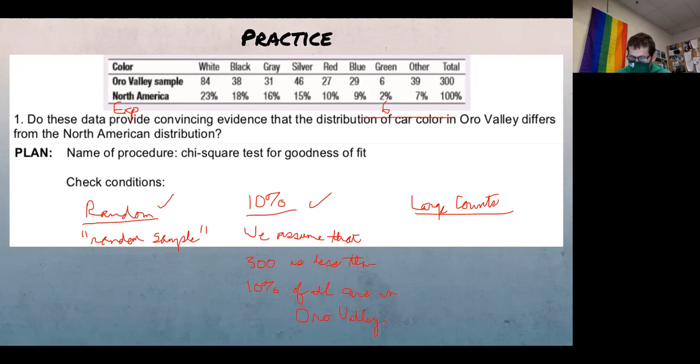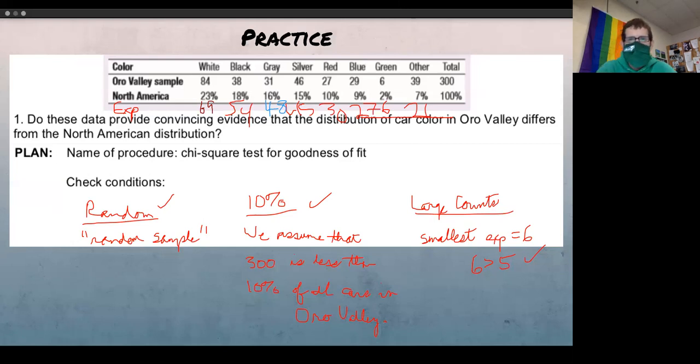So our smallest expected is 6, and 6 is greater than 5, so we're good. Now we will need to calculate the rest of them, so maybe we can fill the rest of this row in real quick. I'll leave it there, you guys can fill in the rest of it.